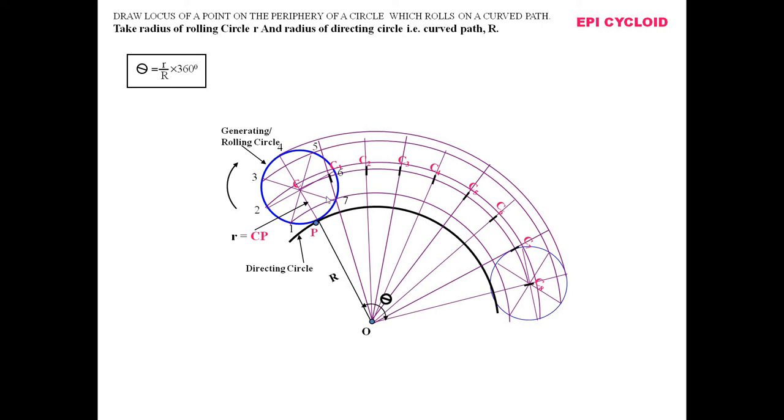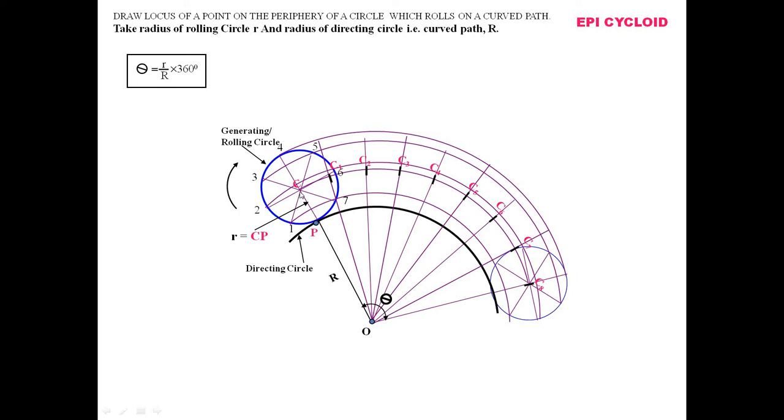So for locating the next position, that is, when the circle rolls and changes its center from C to C1, then where will the point lie? So the point will move upward.